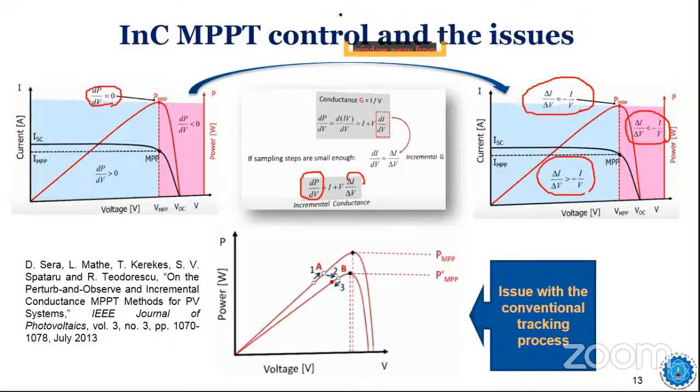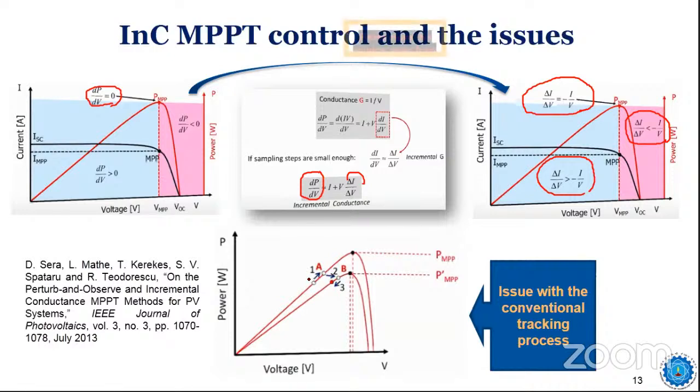Here, within the incremental conductance, if you check the power losses and other things, it is more or less similar. Both the algorithms are more or less similar. But what is the issue? What is the issue with this algorithm? The issue is, just try to understand here.